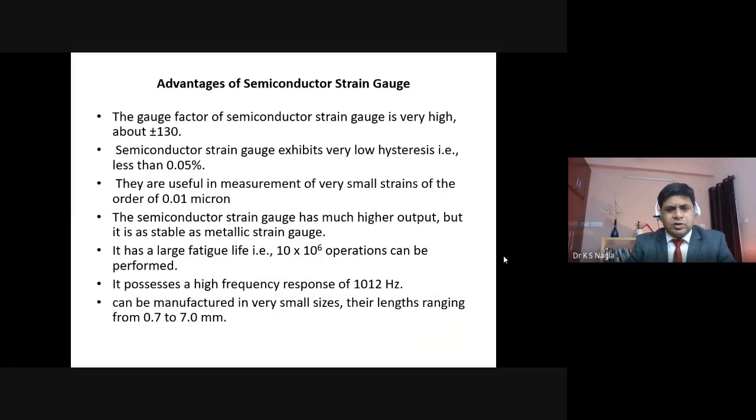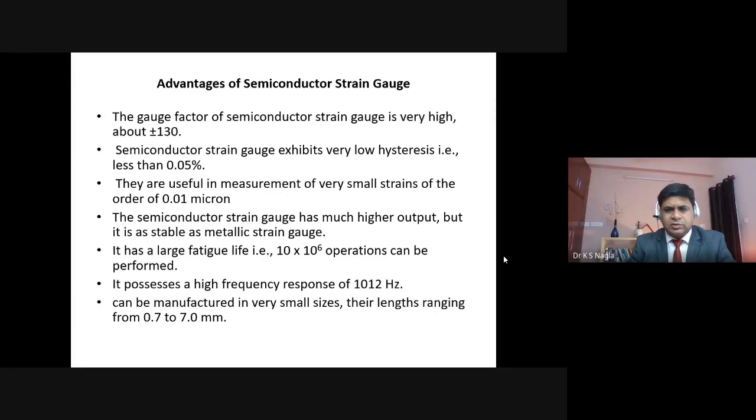Since the strain gauge is a mechanical type of base, the primary detecting sensor, hysteresis is always there. So if you remove the strain, due to the hysteresis, it does not take its original position immediately. They are useful in measurement of very small strain; that is, 0.01 micron strain can be measured by the semiconductor strain gauge.